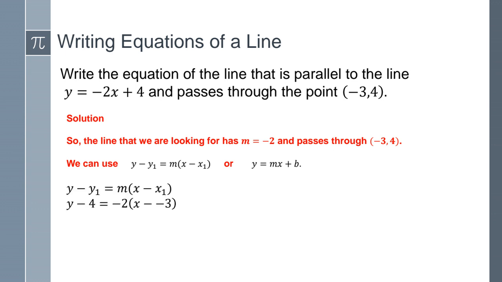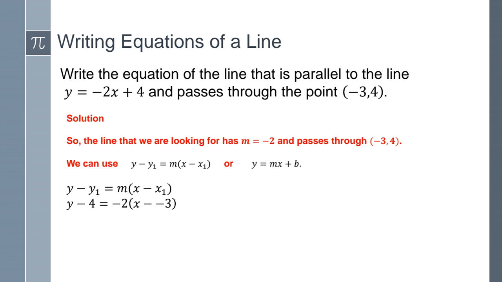Okay, if we use the point-slope formula, we know that my slope is negative 2, so I'm going to plug in negative 2 for the m, and the point is negative 3, 4. My x is negative 3, so I'm going to plug it in where it says x1, and the y value on the point is 4, so I'm going to plug it in for the y1.